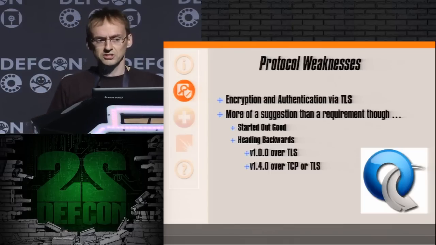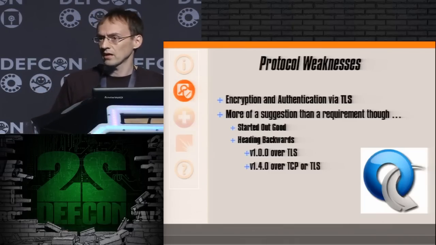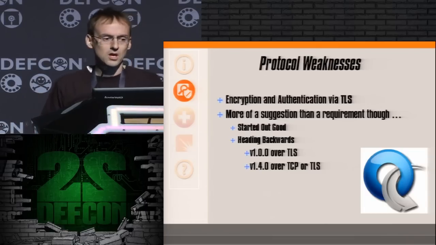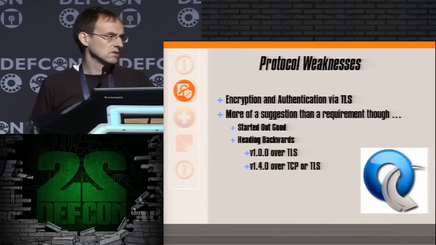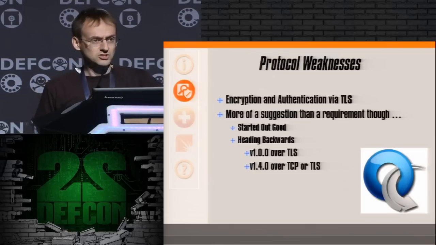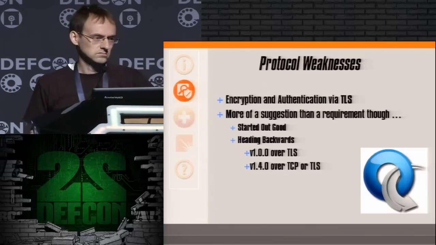But it's more of a suggestion than a requirement. It started out very good. 1.0 was saying, okay, yeah, TLS. Got to do TLS. 1.4 said, yeah, we don't have to do TLS. You don't have to do TLS. You can do TCP if you want.